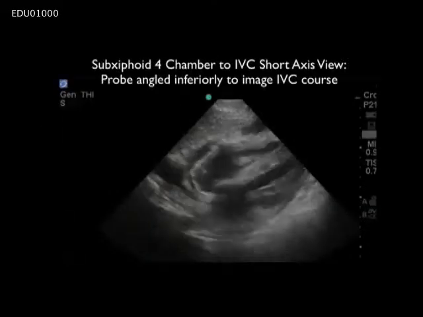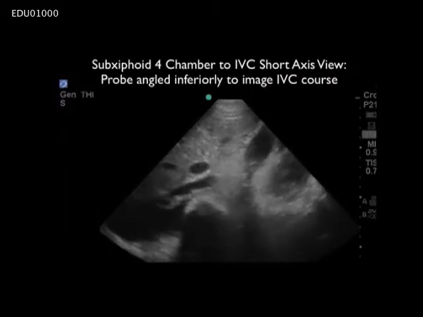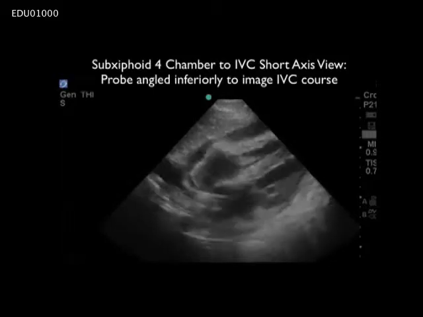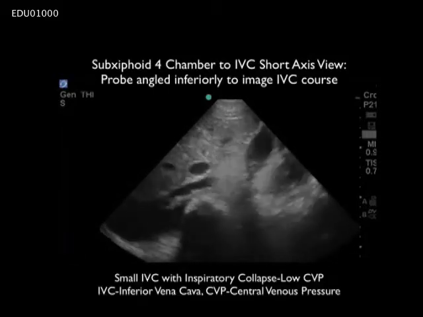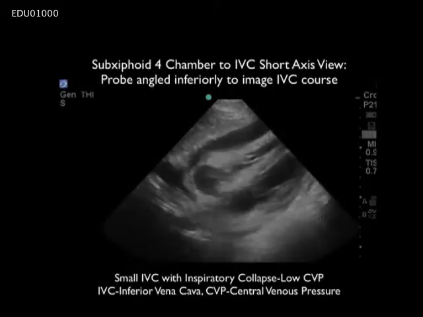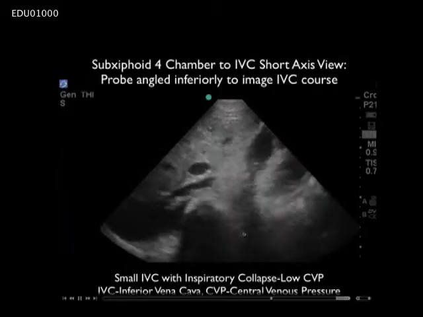In this video clip, we'll take a look at the IVC in a short axis configuration, first aiming the probe to a subxiphoid four-chamber view right there. We see a positive pericardial effusion. Now let's watch the IVC as it moves inferiorly away from the right atrium through the liver, and we can see there the confluence of the hepatic veins.